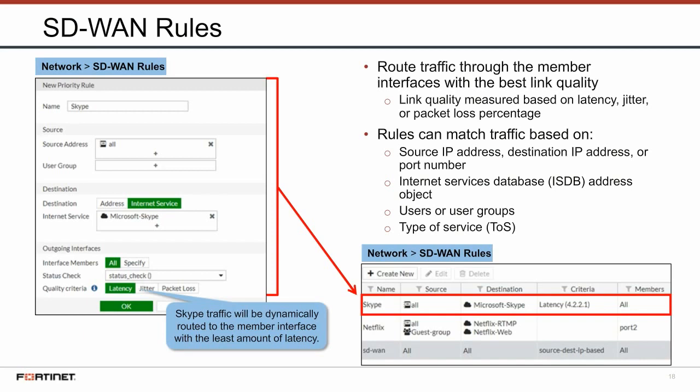The following parameters can be used to match the traffic: source IP address, destination IP address, destination port number, ISDB address objects as destination, users or user groups, type of service, TOS. SD-WAN rules offer great flexibility when matching traffic. For example, you can route Netflix traffic from specific authenticated users through one ISP, while keeping the rest of your internet traffic through another ISP.